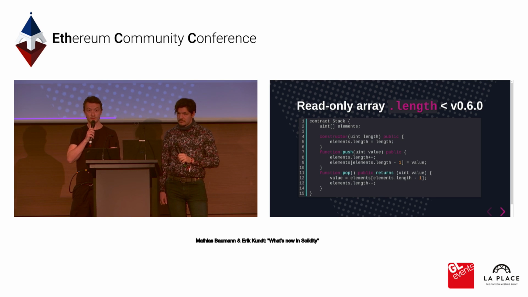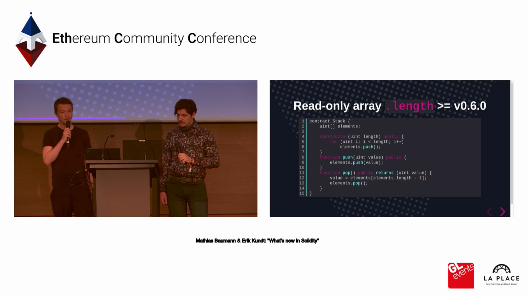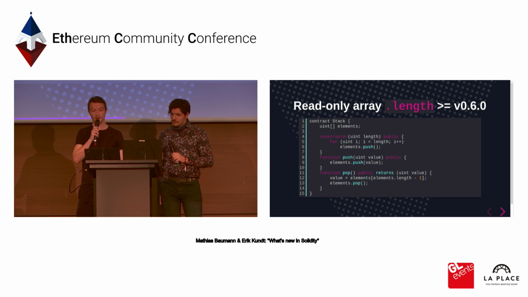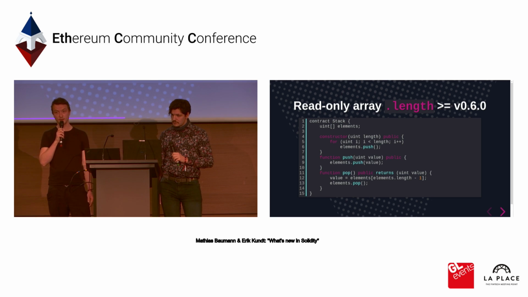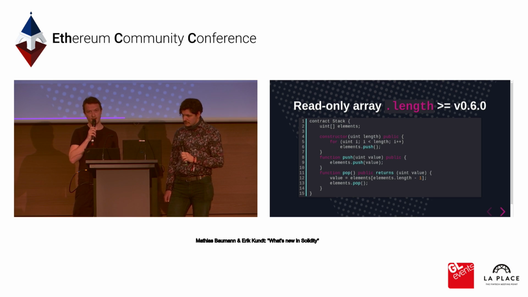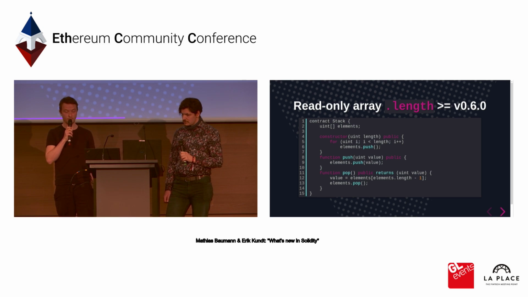And after 0.6.0, we made the access to .length read-only. So we altered the previous example. And instead of assigning to the length directly, you would have a loop here. And in this loop, the empty push function is being called, which has less hidden cost. And also, there are new functions, push with a value, and the pop function, which was introduced in 0.5.0, if I remember correctly. And this contract behaves the same way as the contract before.